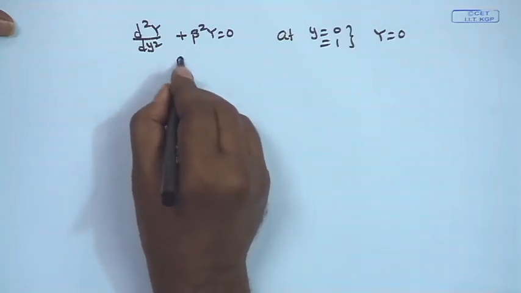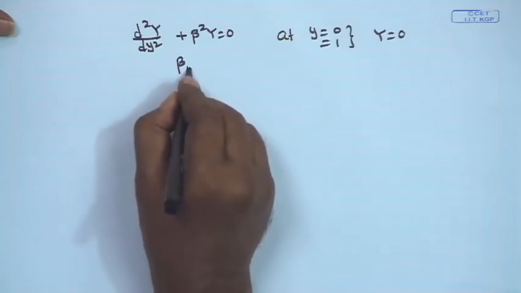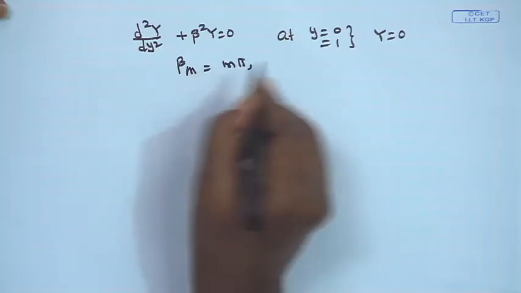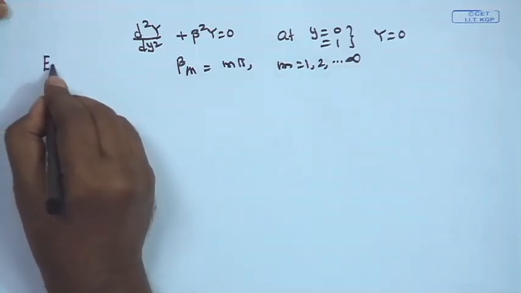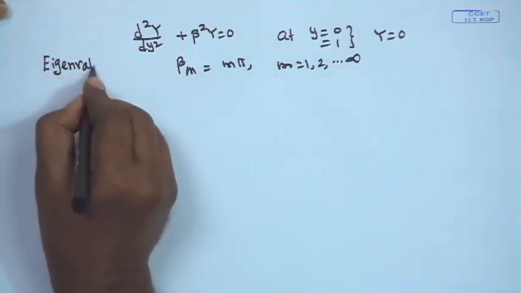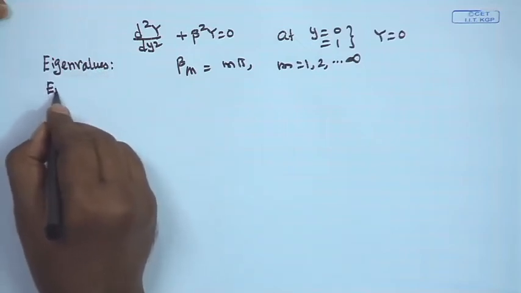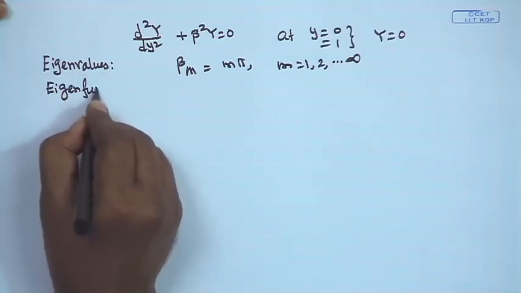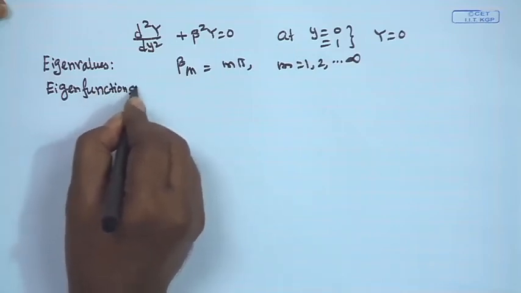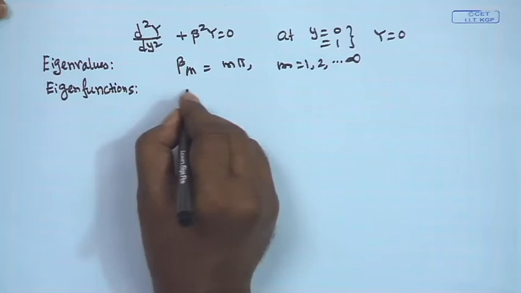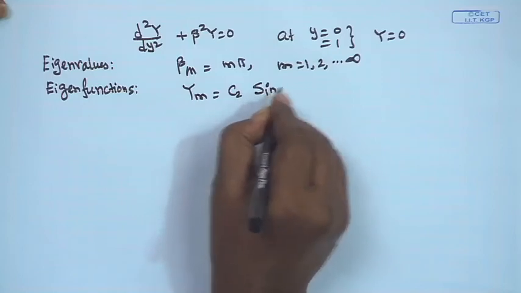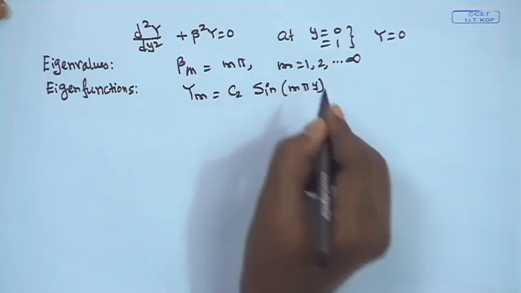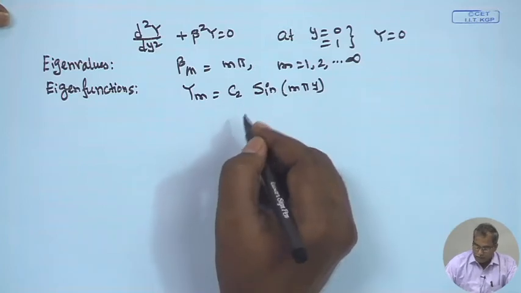So, we know the solution of this, since it is an independent eigenvalue problem, the index will be m. So, beta m is equal to m pi, where m is equal to 1 up to infinity, and these are the eigenvalues and eigenfunctions are Y m is equal to C 2 sin m pi y.